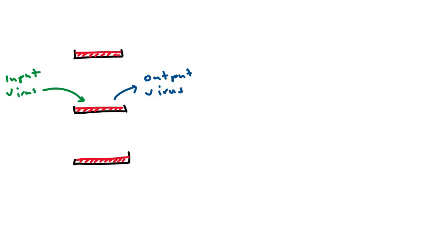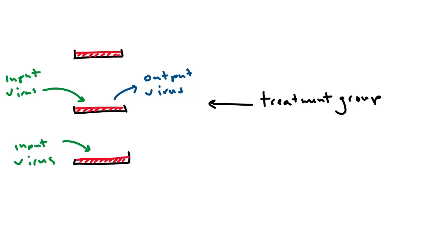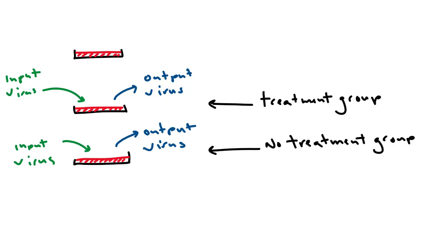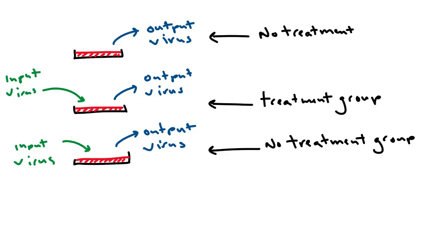So let's say that this is my cells that I'm treating. So this is my treatment group. In another one, I'll have input virus, and again, I will measure output virus, but there's going to be no treatment. In this one on top, I'm not going to put any input virus, but I'm still going to measure for output virus. Now you might be asking yourself, why would you do such a thing? And in this case, no treatment also. So let me just number these. This is group 1, group 2, group 3.